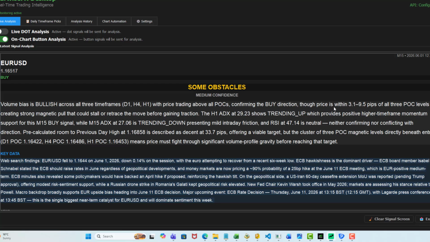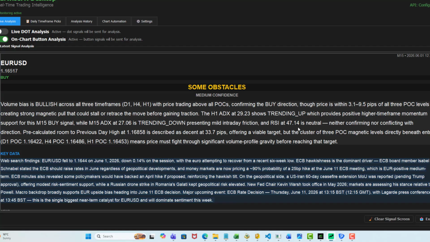Though price is within 3.1 to 9.5 pips of all three POC levels, creating strong magnetic pull that could stall or retrace the move before gaining traction. Well, that's useful. The H1 ADX shows trending up, which provides positive higher time frame momentum support for this M15 buy signal, while M15 ADX is trending down, presenting mild intraday friction.